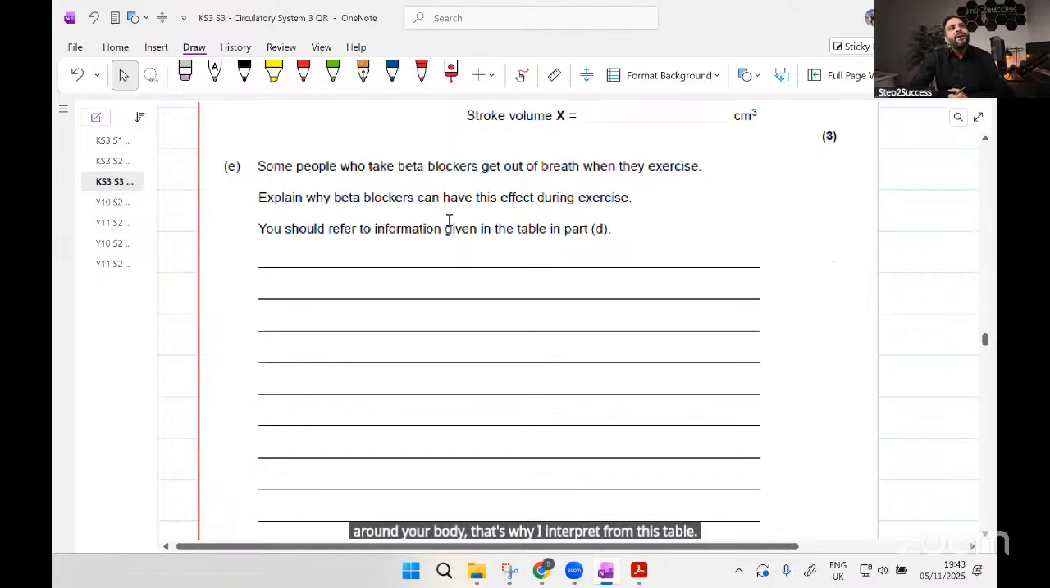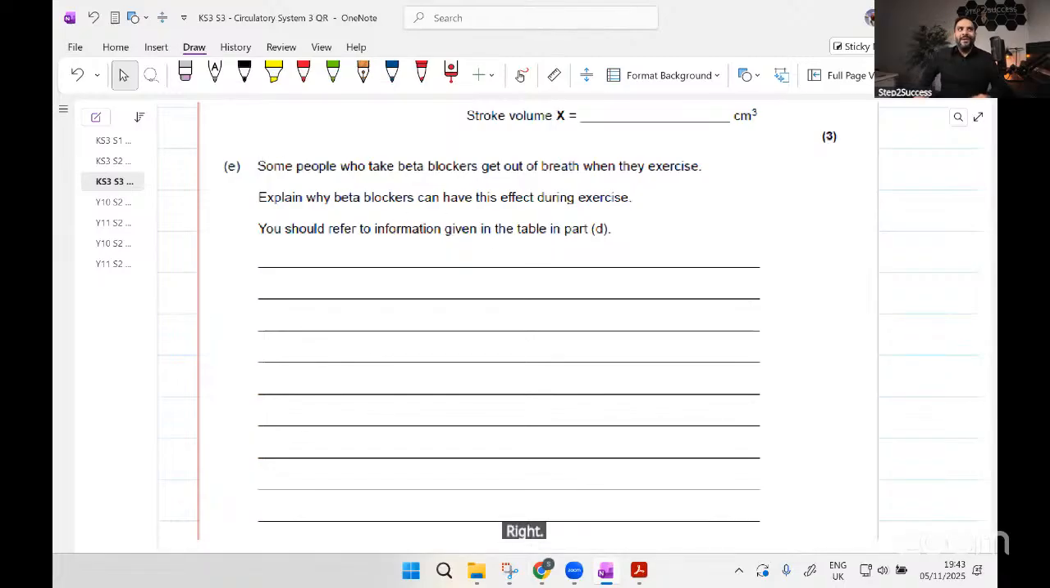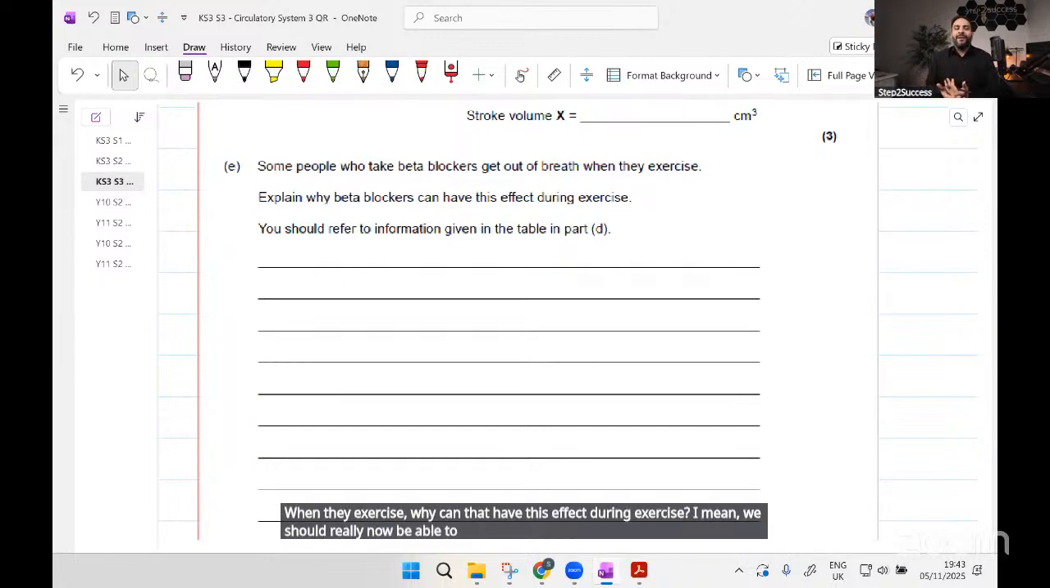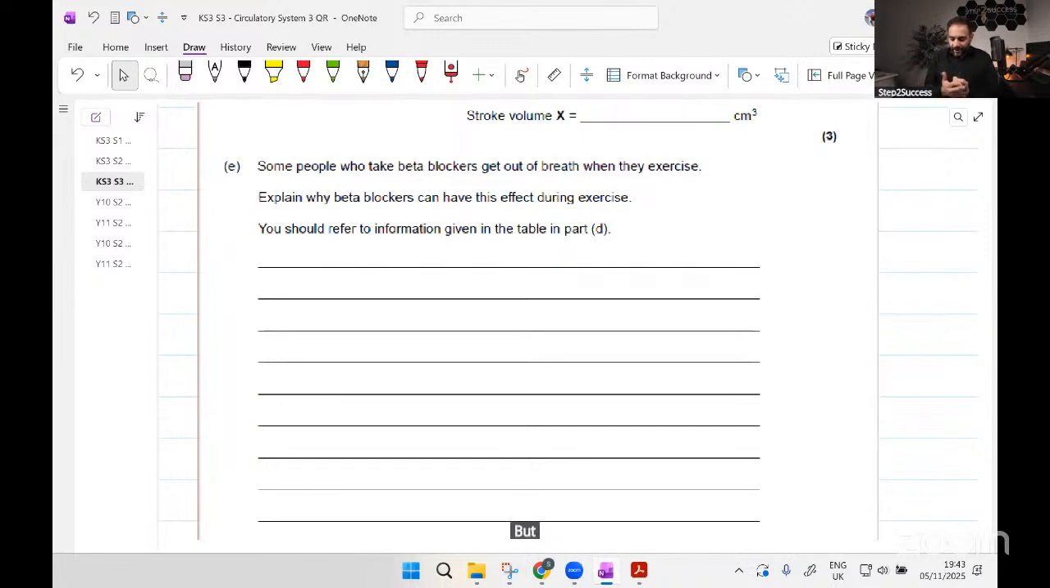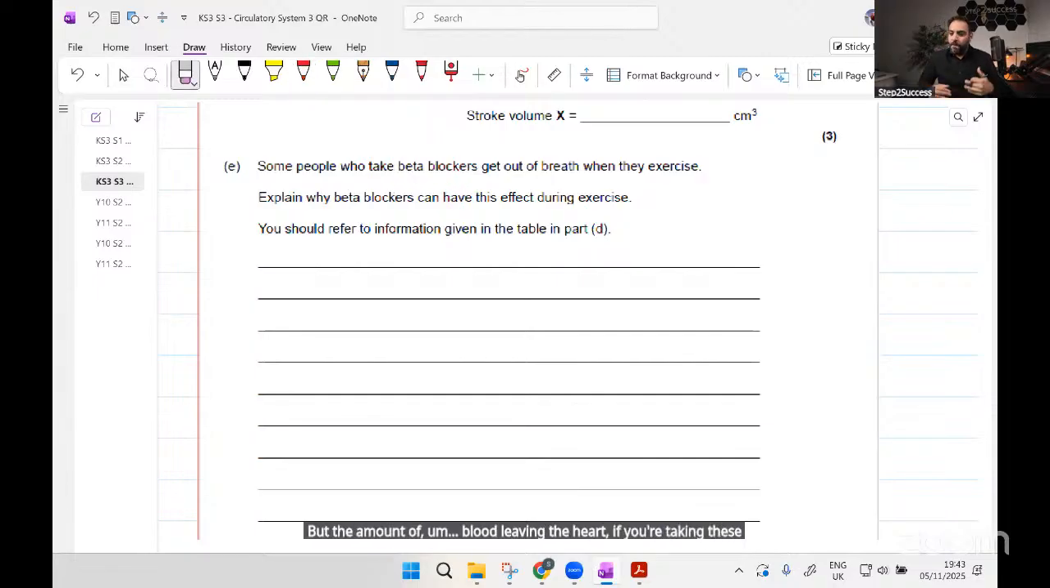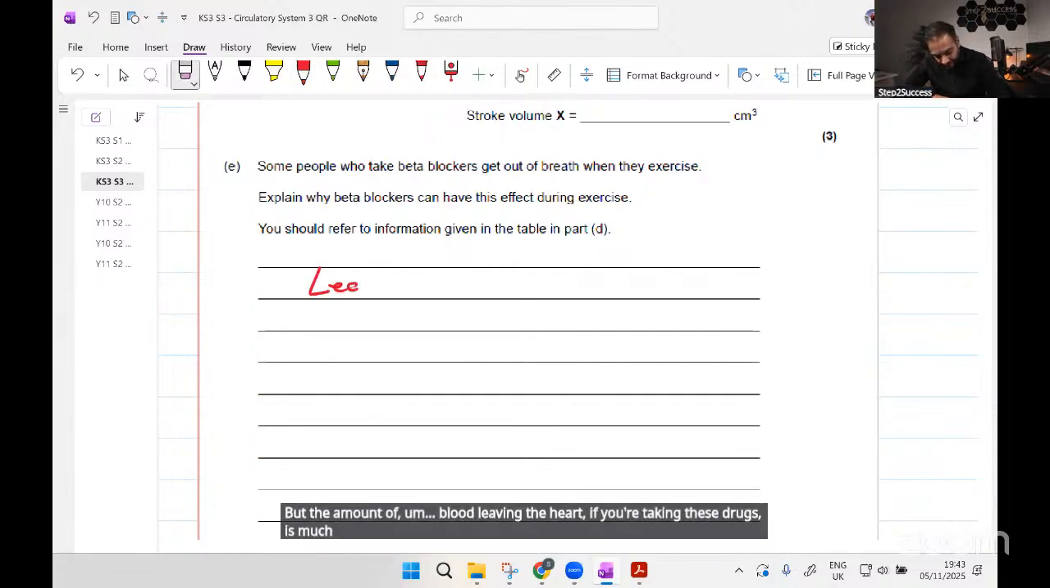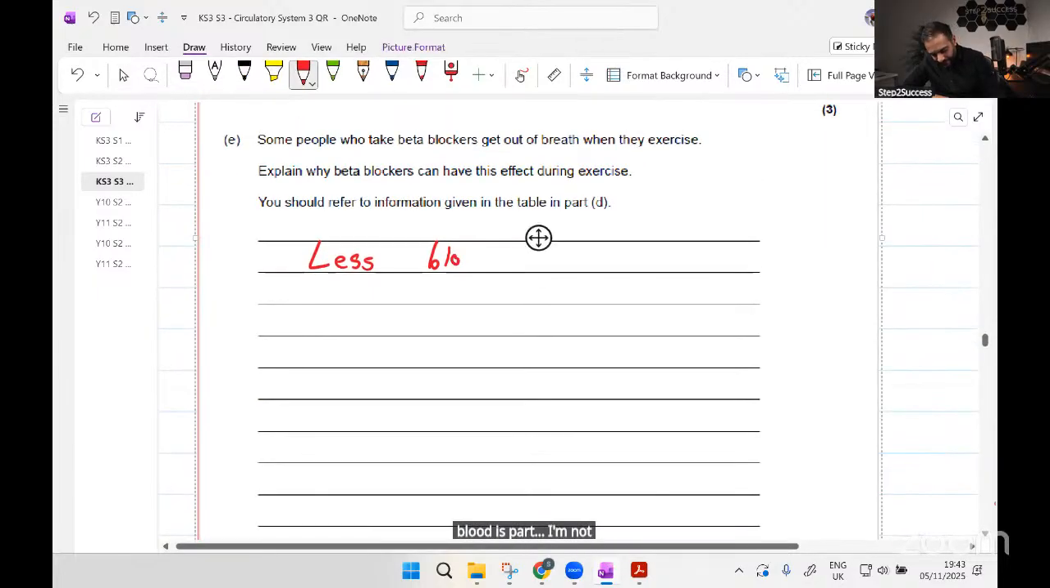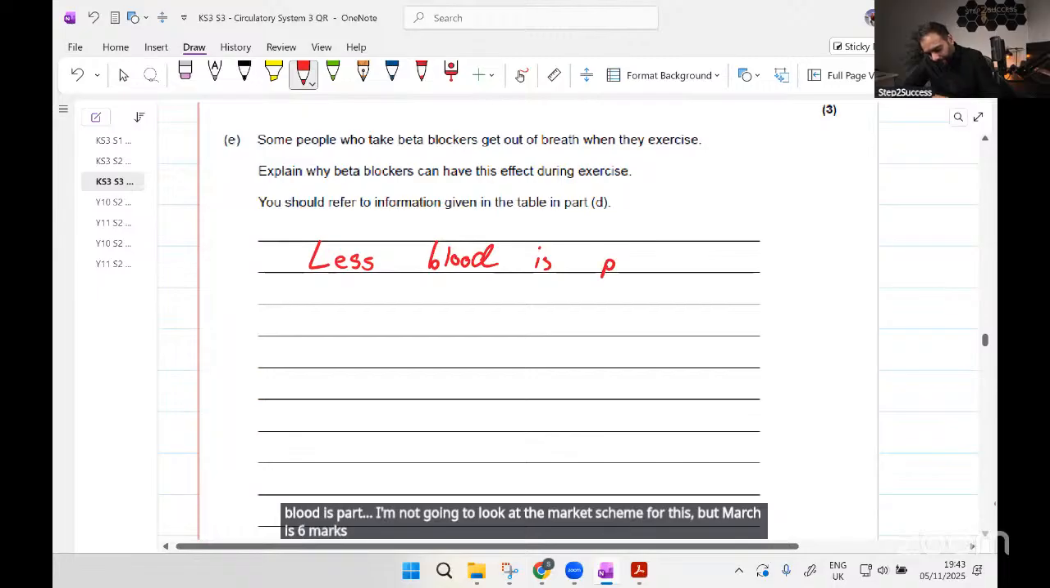Right. And then some people who take beta blockers get out of breath when they exercise. Why can that have this effect during exercise? I mean, we should really now be able to understand that. I've shown you from that table that the amount of blood leaving the heart, if you're taking these drugs, is much lower. So much less blood is pumped. I'm not going to look at the mark scheme for this, but 6 marks. Much less blood is pumped around the body. You can put some numbers to this using the table.